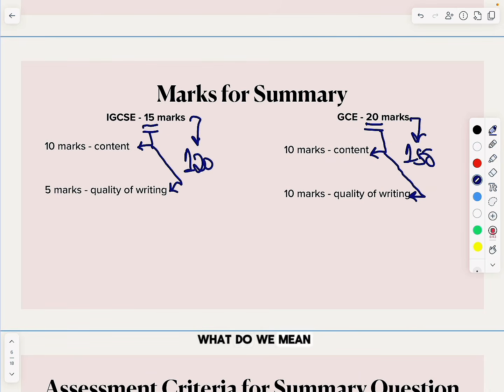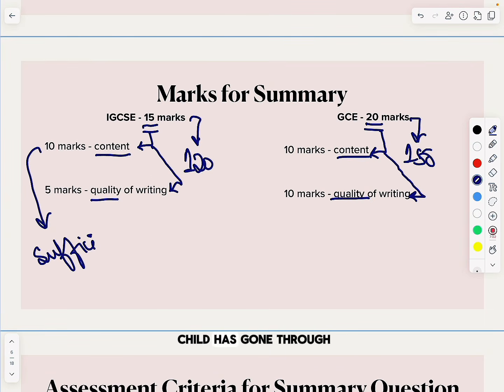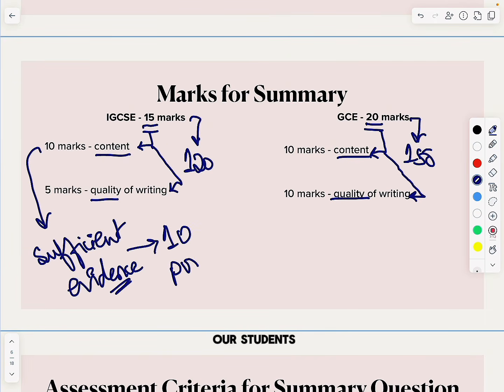Now, what do we mean by content and what do we mean by quality? Content, just keep in mind as a general discussion, as examiners usually discuss in the School Support Hub on the Cambridge website as well, is that they are looking at enough points, or the word we use is sufficient evidence, to prove that the child has gone through the text and has answered the keywords. A general understanding states that we are looking at more or less 10 points. And we generally tell our students not to write more than 10 and not to write less than 10. Why do we say 10? Please remember that I'm not saying that 10 marks are going to be given for 10 points.